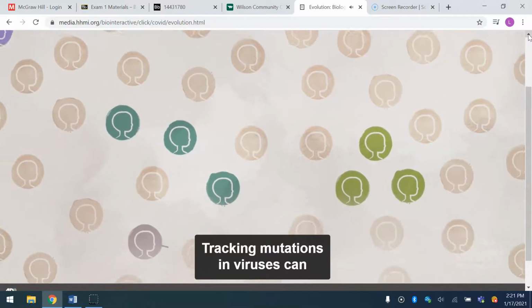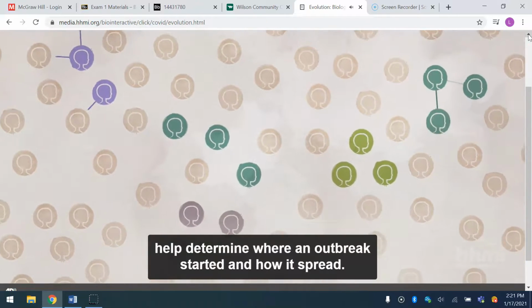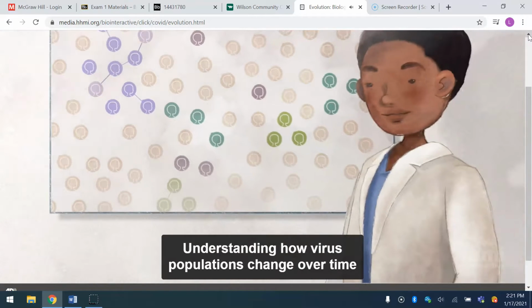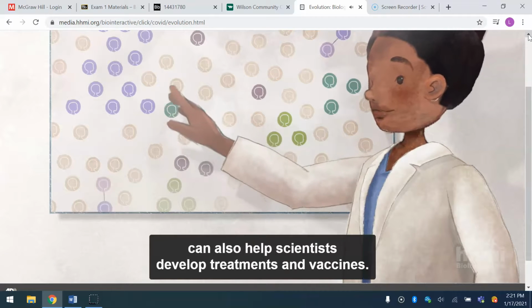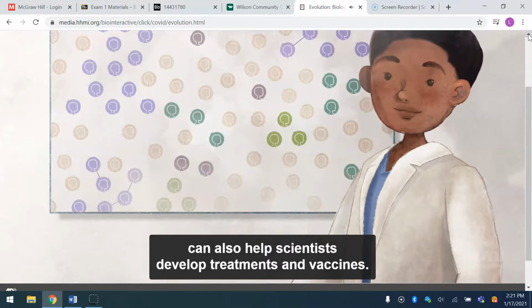Tracking mutations in viruses can help determine where an outbreak started and how it spread. Understanding how virus populations change over time can also help scientists develop treatments and vaccines.